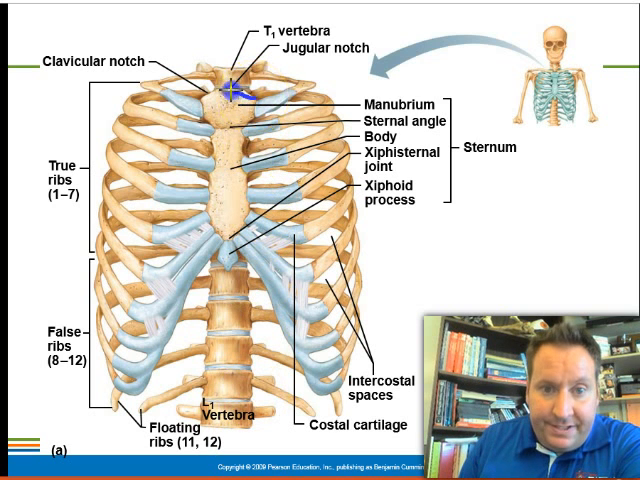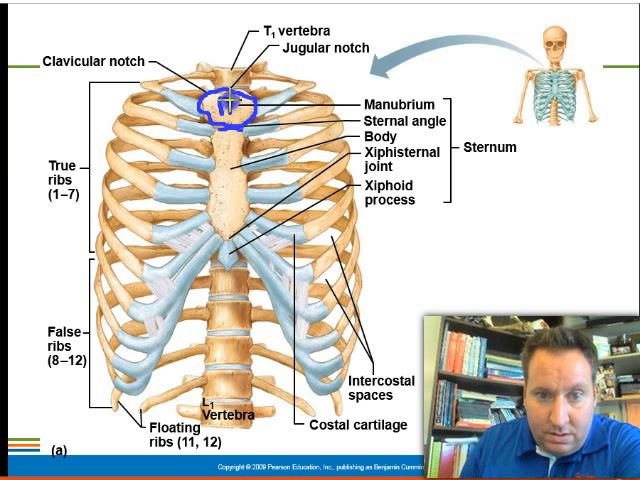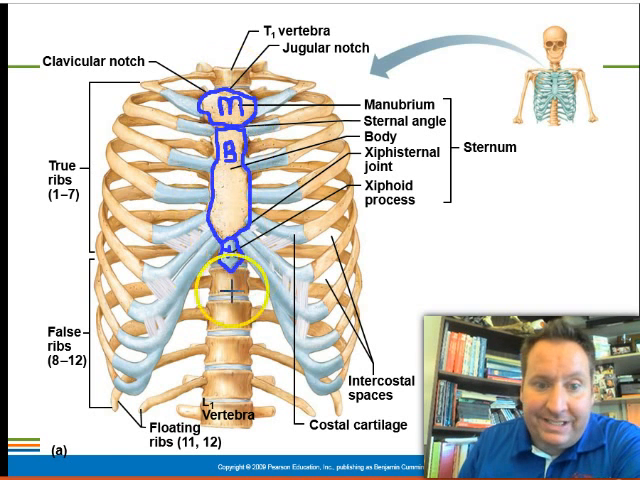So this is your sternum right here. Your sternum is divided into 3 parts. This top part is called the manubrium. This middle portion right here is called your body. And then this little piece of cartilage right down here that looks like a dagger is called your xiphoid process. So you have your manubrium, your body, and your xiphoid process as the 3 components of your sternum.